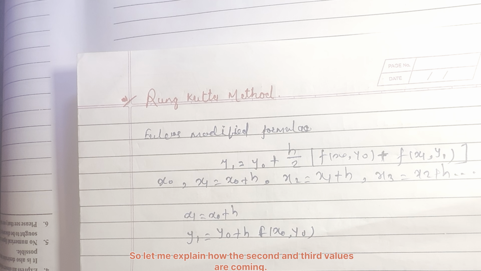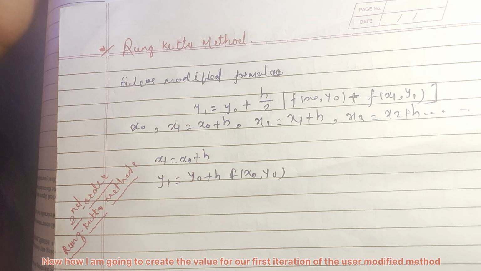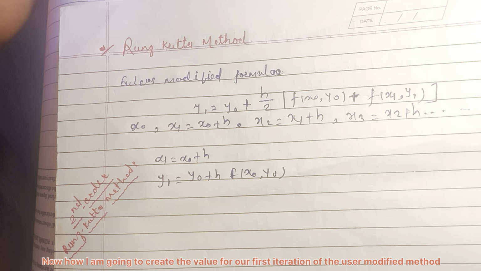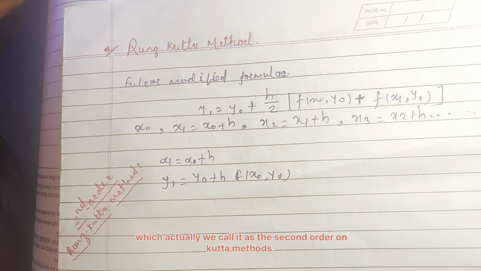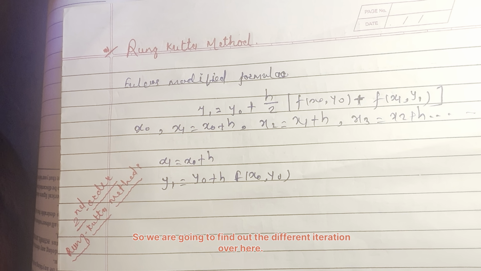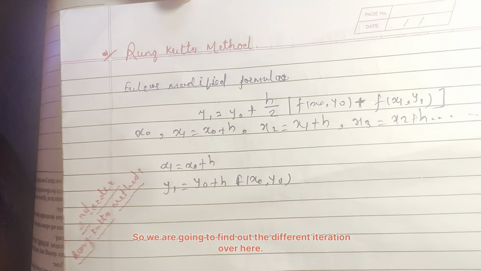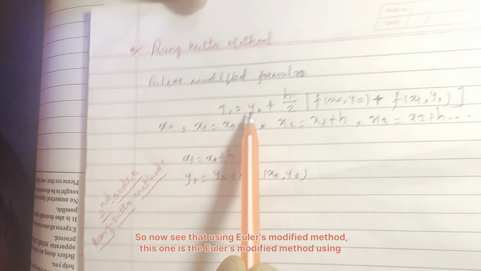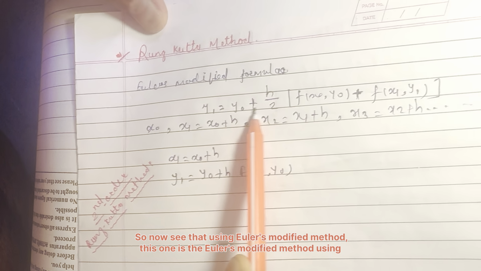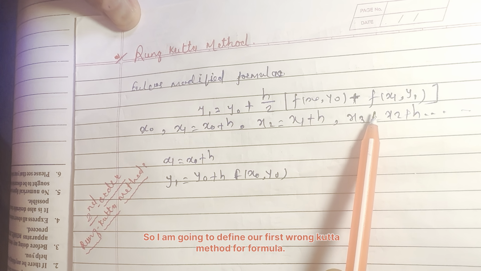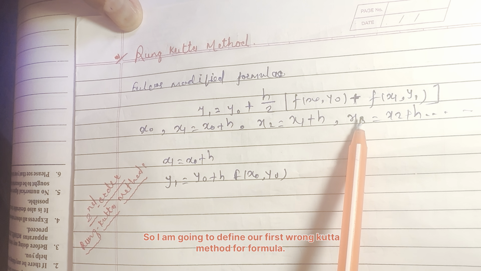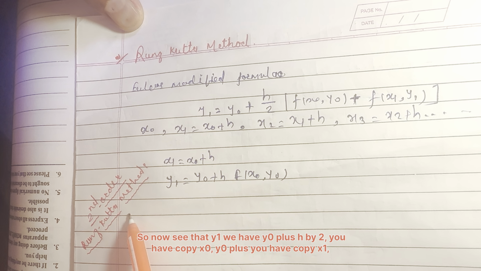So let me explain how the second and third values come. Now, how am I going to create the value for the first iteration of Euler's modified method, which we actually call the second order Runge-Kutta method? We are going to find the different iterations here. So now see, using Euler's modified method, this formula, I'm going to define our first Runge-Kutta formula, for our second order Runge-Kutta method.